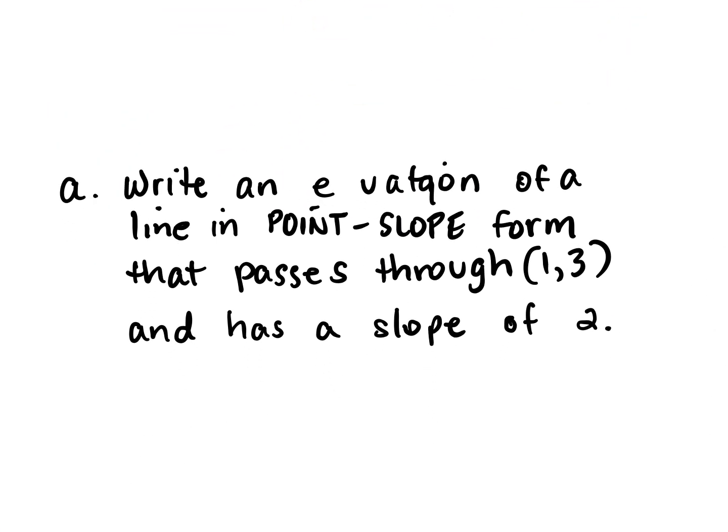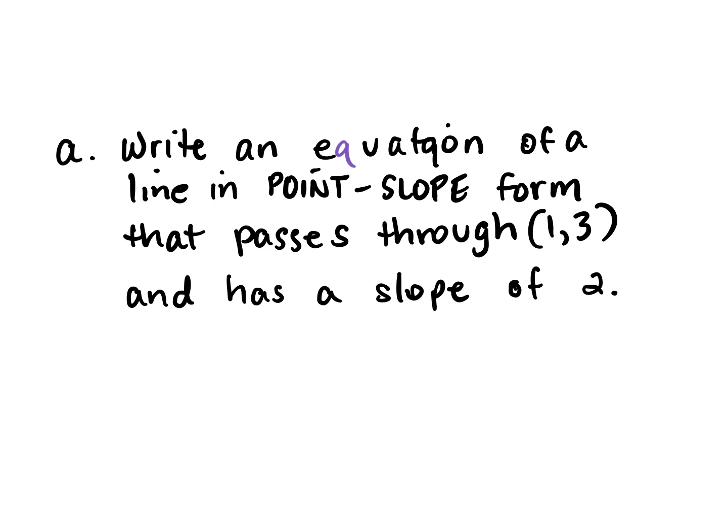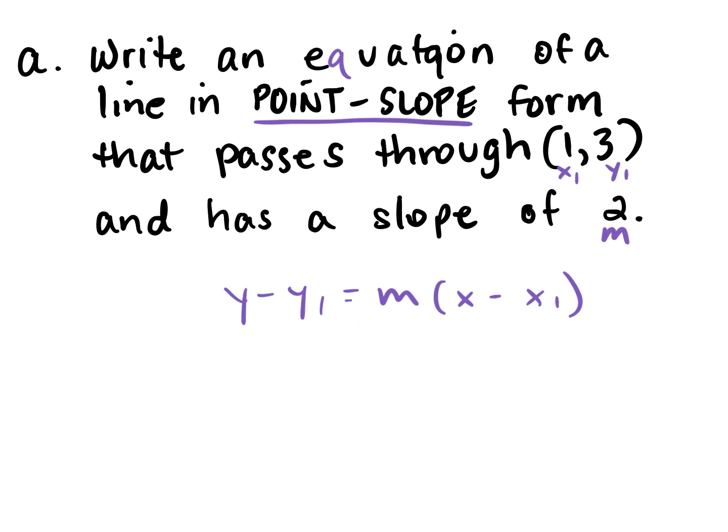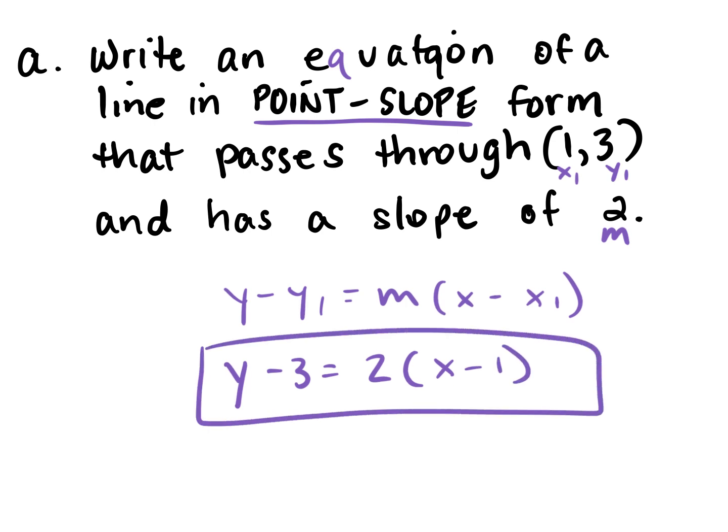Let's look at the next one. Here we want to write an equation of a line in point-slope form that passes through 1, 3 and has a slope of 2. So point-slope form is y minus y1 is equal to m times x minus x1. So our point is going to be our x1 and y1, and our slope is m. So let's plug everything in. So my equation would be y. What would come next? Minus 3 is equal to 2 times x minus 1. Perfect. So this would be our equation in point-slope form.